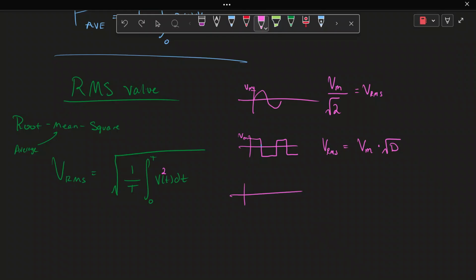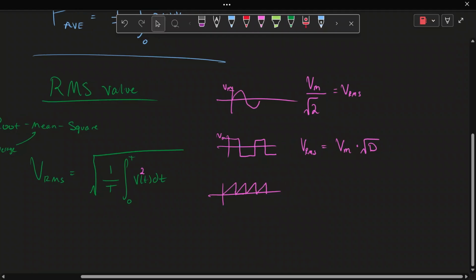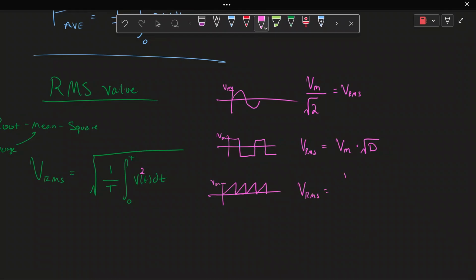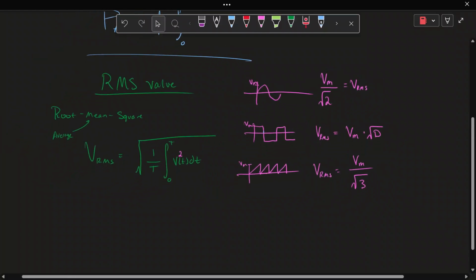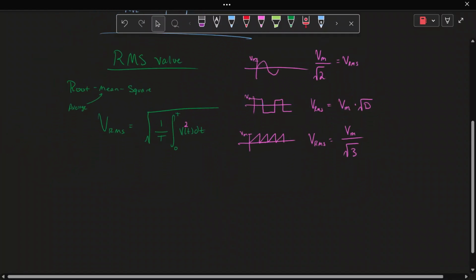Let me get this drawn correctly here. Right, so we have this, not square wave, triangle wave, or sawtooth wave, however you want to say it. And what this is going to be is that amplitude, Vm, divided by the square root of 3. You can think about a triangle or a cone. If we think about volume, we take the root 3 of it. And this is how we're going to get RMS values.